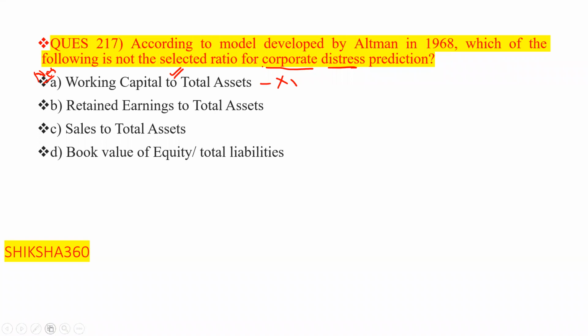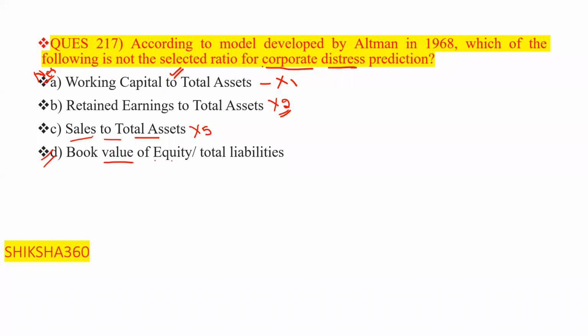Second one here, retained earning to the total asset. This is X2. Retained earning upon total asset is X2. Sales upon total asset, this is X5. So option number D is the answer.